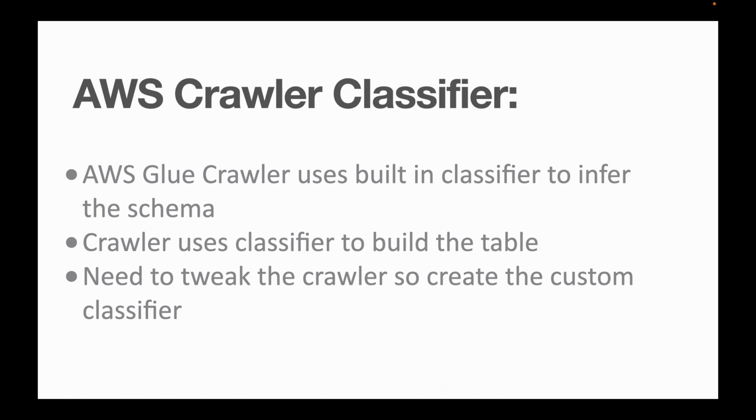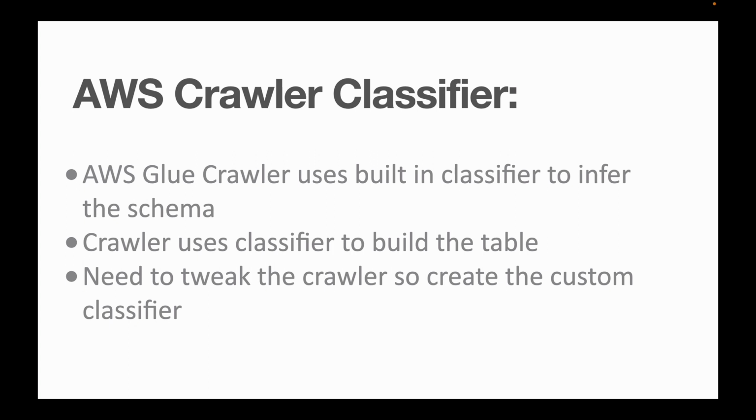Welcome to AWS Glue Crawler Classifier. So AWS Glue Crawler uses a built-in classifier to infer the schema. As an example, if there is a Parquet file or a CSV and simple JSON structure, it uses the built-in classifier to infer the schema and create the table in the AWS Glue catalog.